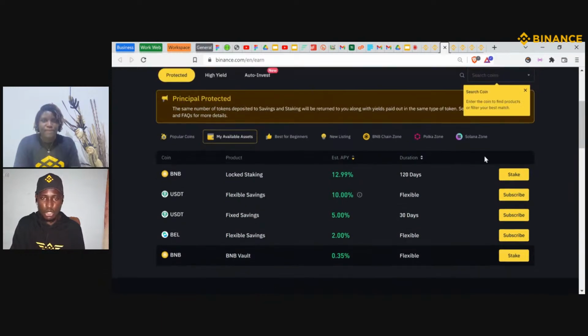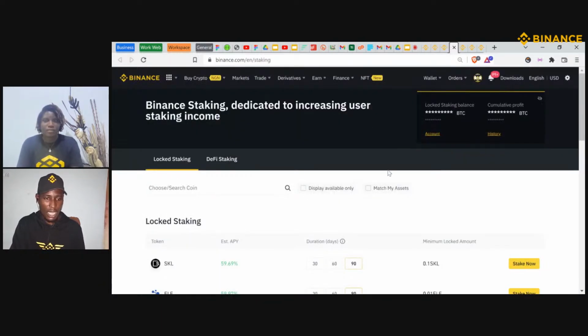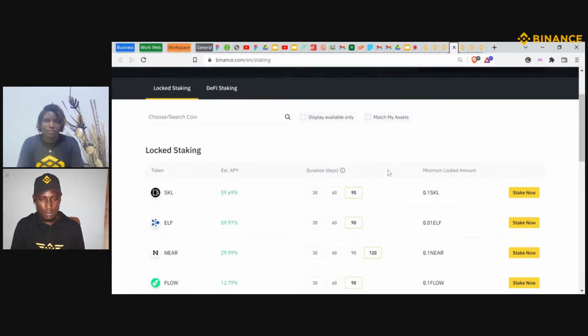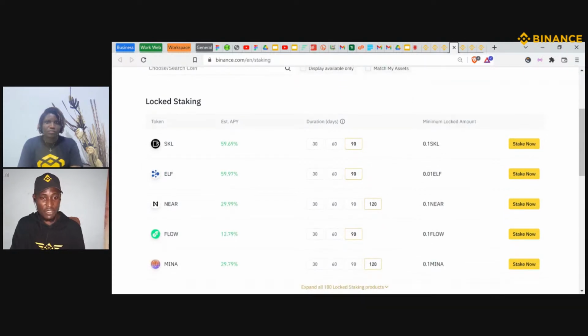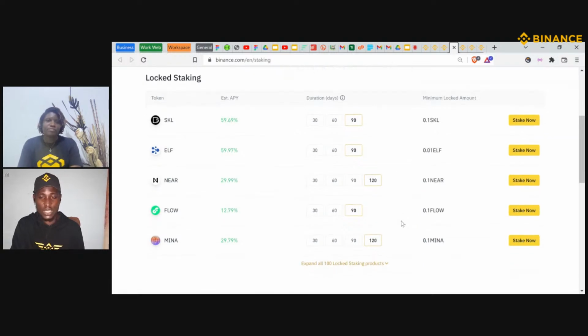Now, let me take us through the lock staking. I want to explain this so that we can compare it with savings. You have different kinds of staking. You have the lock staking and DeFi staking. Lock staking, just like the name implies, means you have to lock your crypto asset for a particular number of days. Here you can see the available numbers of days. You have 30 days, 60 days, 90 days, the maximum here being 120 days.